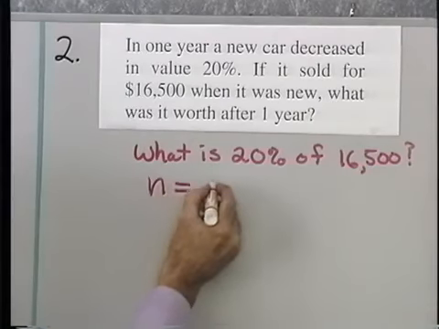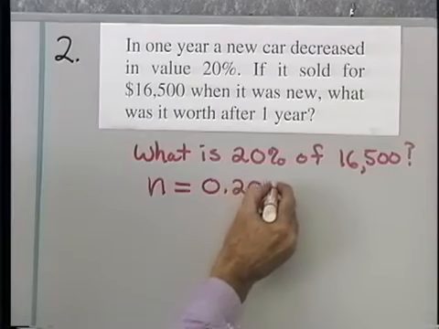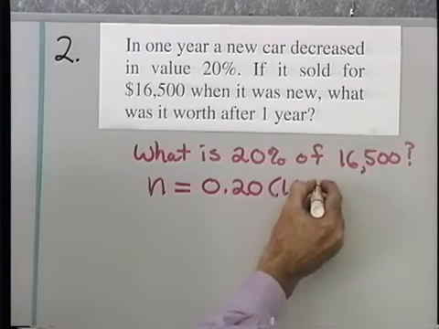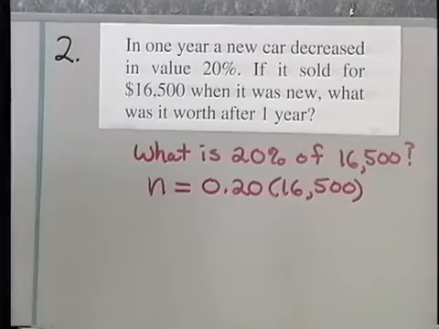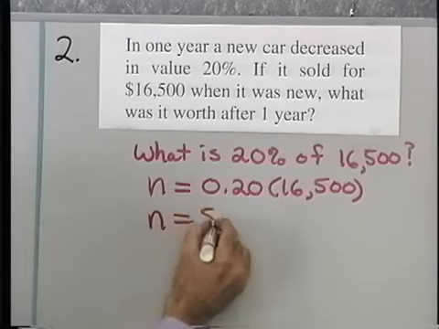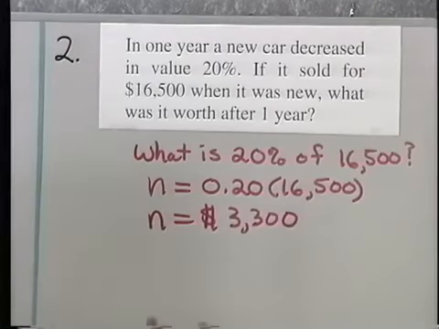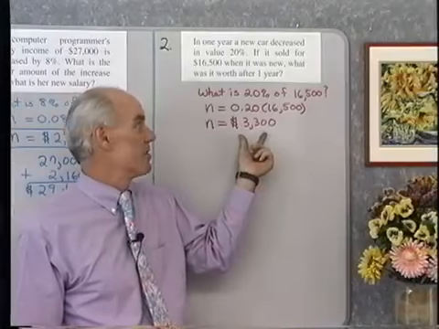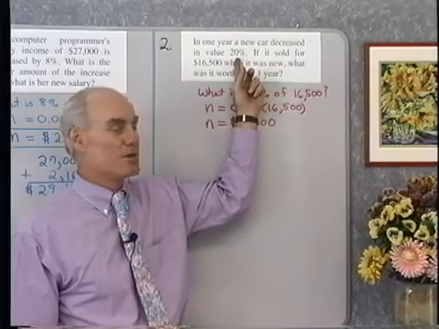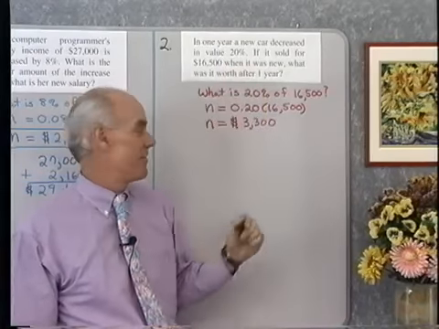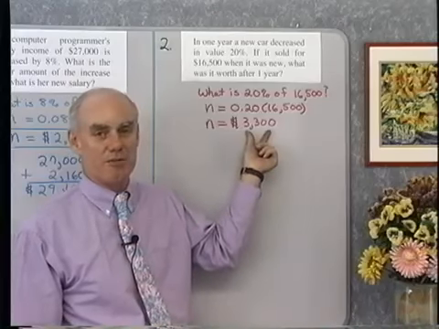Translating, n equals 0.20 times 16,500. Now if I do that arithmetic, I'll end up with 16,500 times 0.2 is equal to 3,300. So n is equal to 3,300. So that's the dollar amount of the decrease in value of this car because it decreased in value 20%, and 20% of 16,500 is $3,300.